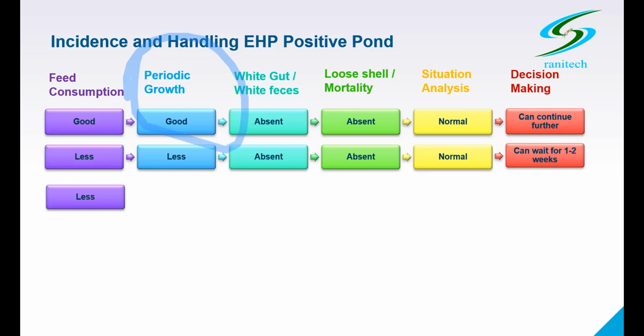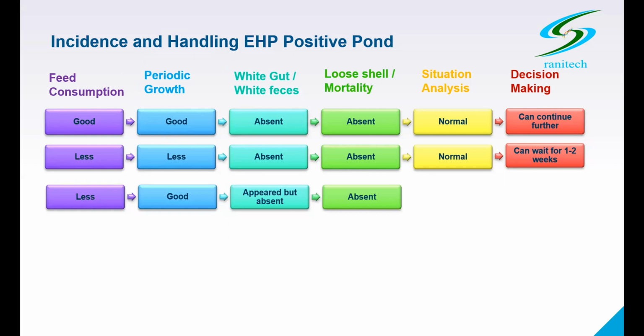I have a third case in which feed consumption is less, but growth is good. This is one case we need to understand properly. Where is this growth coming from? There is no real feed intake, yet it is still growing. And you have a case where white gut or white feces appeared in the early days, but nowadays it is not seen. I saw this white feces somewhere around 30 or 32 days, but later on I didn't notice it, because I think I used some medicine and the white feces disappeared. And you don't see any loose shell or mortality.